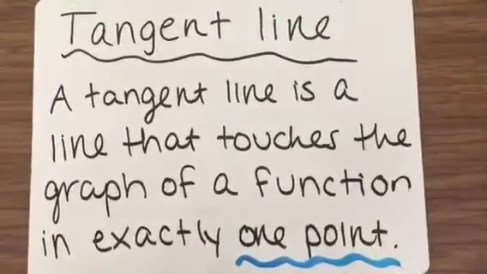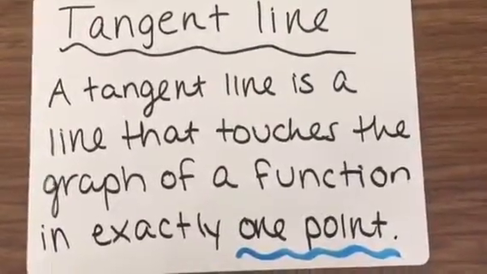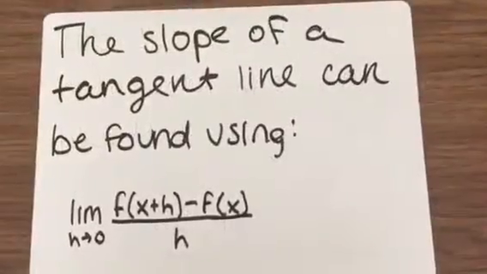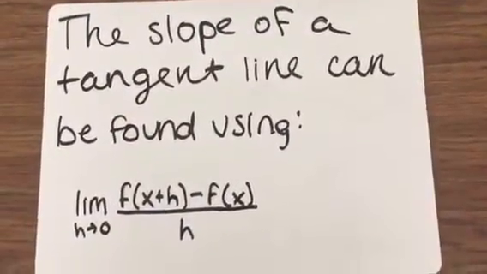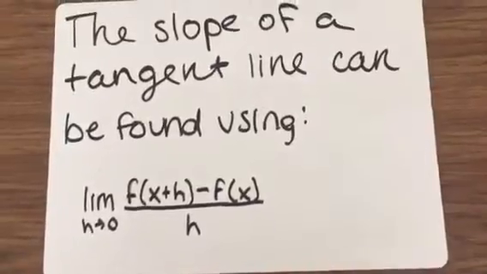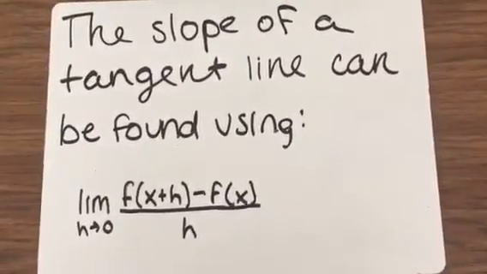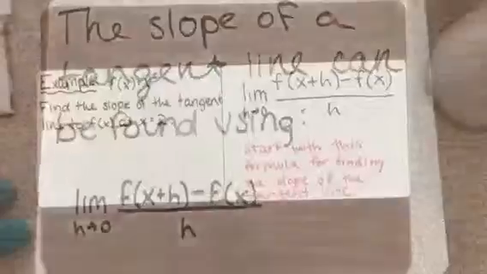A tangent line is a line that touches the graph of a function in exactly one point. The slope of a tangent line can be found using the limit as h approaches 0 of f of x plus h minus f of x over h.